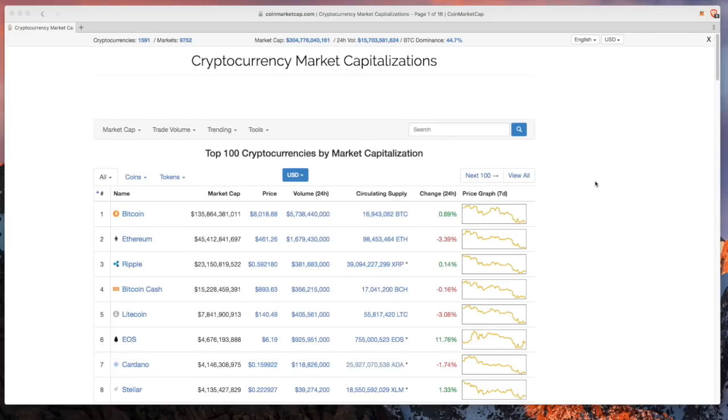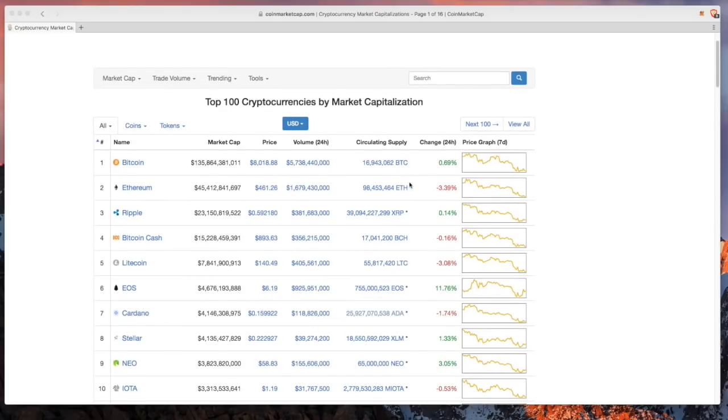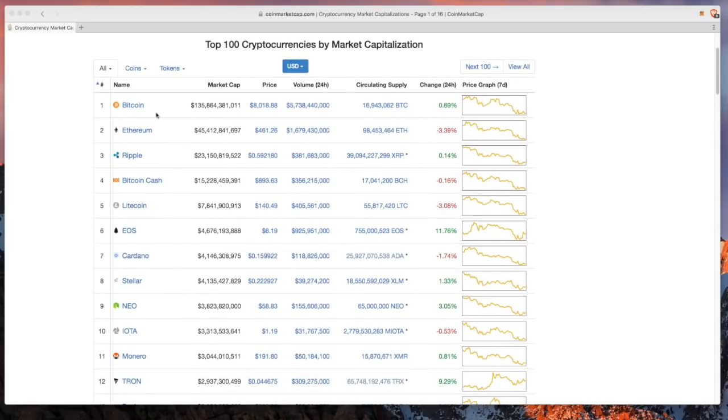And we're in a bear market at the moment. We're at a market cap of 304 billion. Last episode, I think we were at around 330 or 340. We're at BTC dominance of 44.7. And we see Bitcoin hovering up and down above 8,000 and then just dipping below 8,000 to around 7,900. Ethereum is not doing too good as well, and we're at 461 for Ethereum.